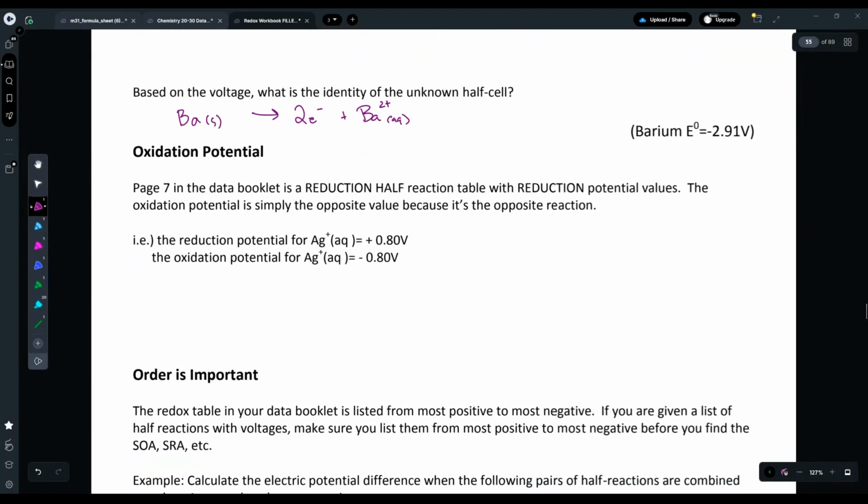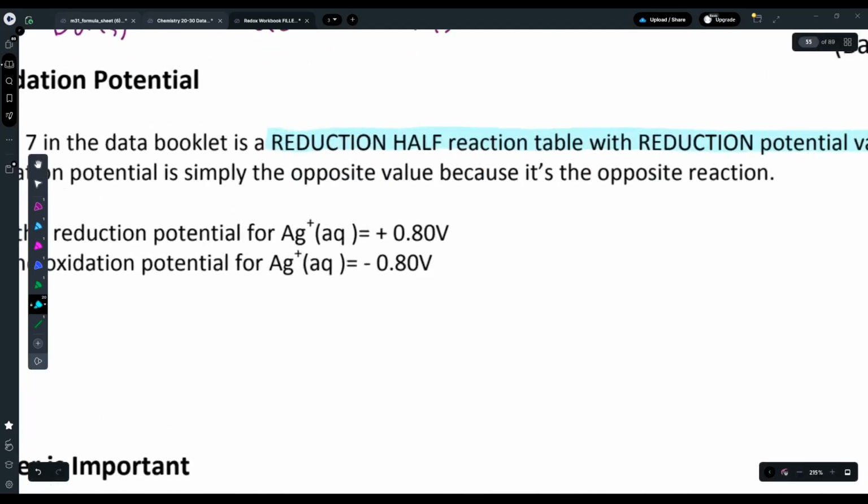Okay, moving on to oxidation potential. So on page 7 of your data booklet, reading all of the reactions from left to right, it gives you all of the reduction half reactions in that table. So the electrical potential values are all for reduction electrical potentials. The oxidation potential is simply the opposite value because it's the opposite reaction. And we've talked about this before.